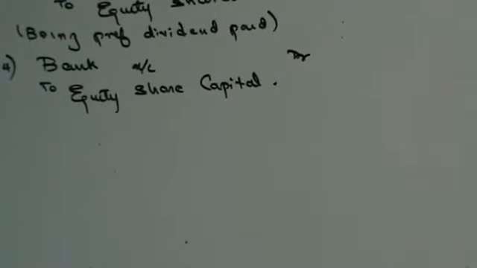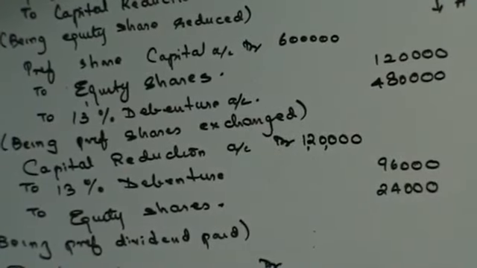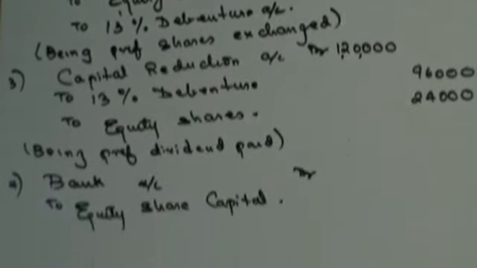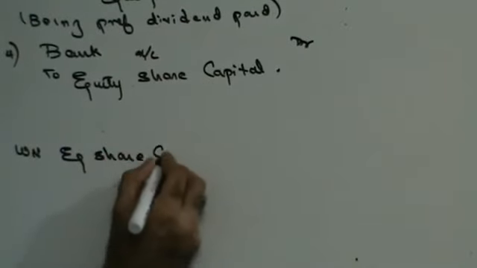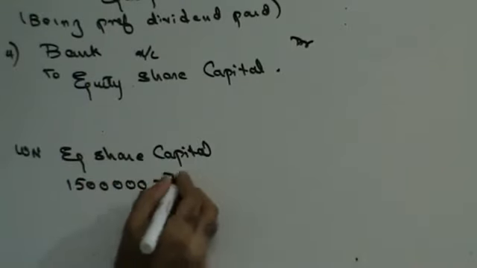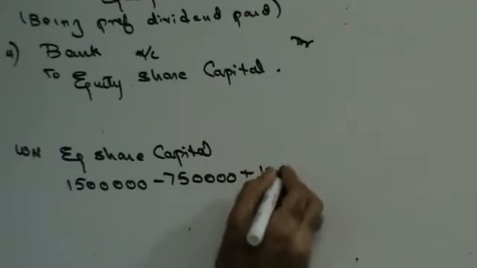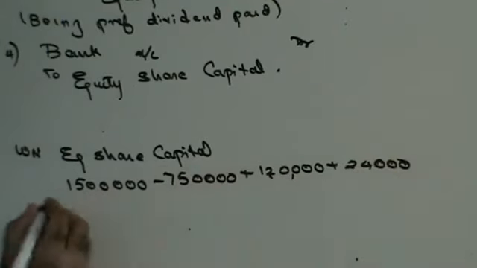Now, how much is my equity share capital right now, guys? As per the balance sheet, it was 15 lakhs, out of which 7,50,000 has been written off. So 7,50,000 plus you have issued 1,20,000 plus you have issued 24,000. Someone please tell me how much is this? See, we'll do the working out here. Equity share capital was 15 lakhs as per the balance sheet, out of which you wrote off 7,50,000, you issued 1,20,000 and you issued 24,000.